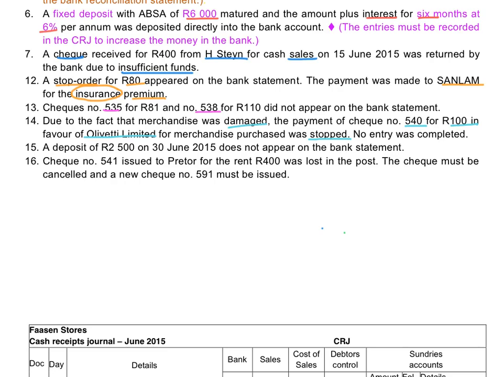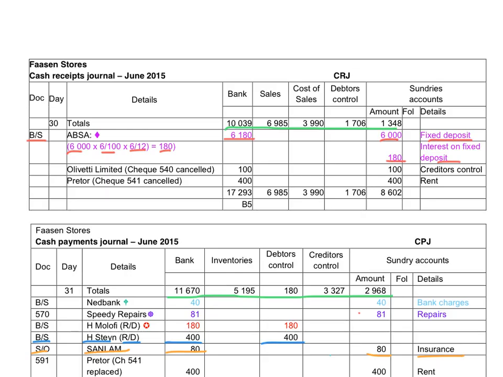When we issued the cheque, we recorded it in the cash payments journal. So if we want to cancel the cheque, we will record it in the cash receipts journal. So we will indicate that we cancel this cheque for 100, so we have more money in the bank, and we owe this 100 to the creditors, and we will sort out the problem with the creditors and then decide later if we want to issue a new cheque to them.